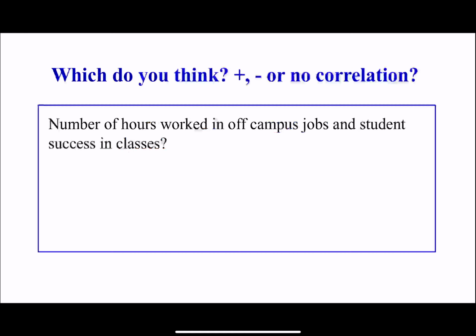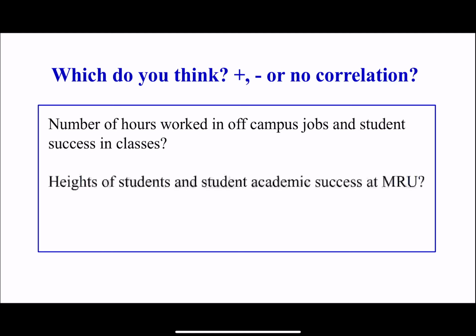What do you think about these examples? Number of hours worked in off-campus jobs and student success in classes. Is there a positive correlation, a negative correlation, or no correlation? What do you think? Okay. Well, when the number of hours that you work in off-campus jobs increases, right? Student success in class decreases. So it could be a negative correlation.